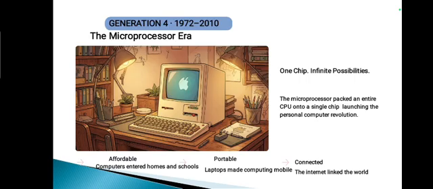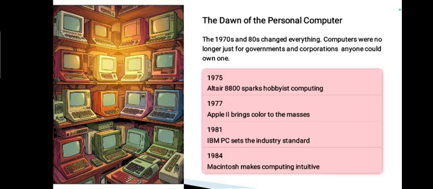The next one is the dawn of the personal computer. The 1970s and 80s changed everything. Computers were no longer just for governments and corporations; anyone could own and use one. In 1975, the Altair 8800 sparked hobbyist computing. In 1977, the Apple II brought color to the masses. In 1981, the IBM PC set the industry standard. In 1984, the Macintosh made computing intuitive.